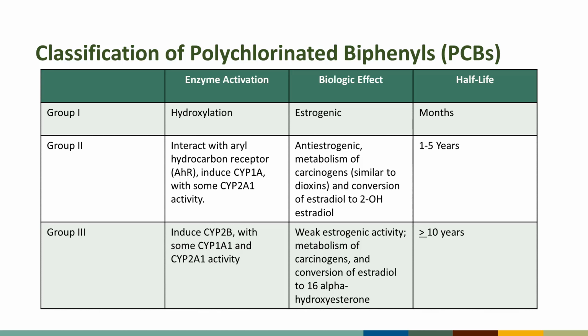Group 3 PCBs primarily induce the cytochrome P450 enzyme CYP2B, but also have some CYP1A1 and CYP2A1 activity. They have weak estrogenic activity and may affect the metabolism of estrogen and certain carcinogens. Their half-lives can be greater than 10 years.